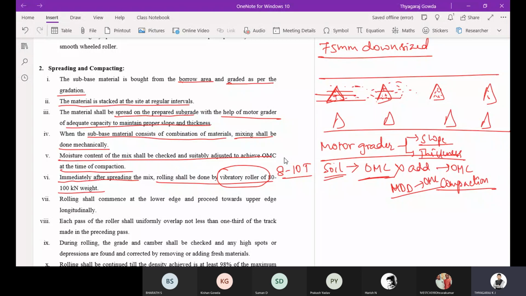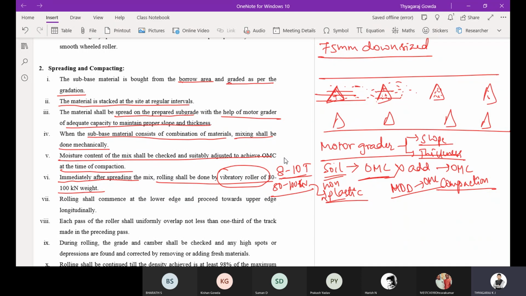Have you observed these vibratory rollers? Using the vibratory rollers, you are going to do the compaction. That is 8 to 10 ton, or we can write 80 to 100 kilonewton also. Since it is non-plastic material, that is, it is not a soil type material, that's why we will be using this vibratory roller.